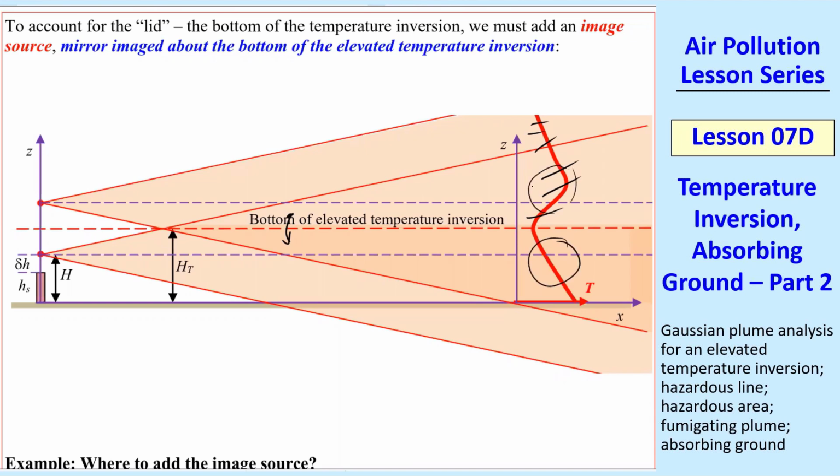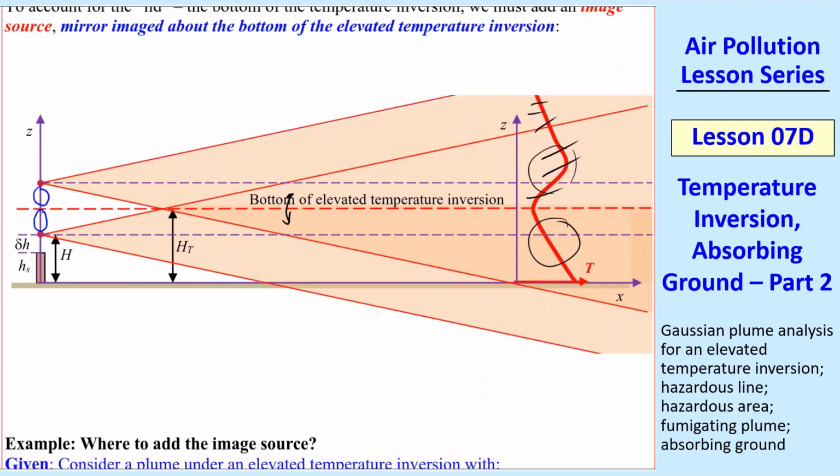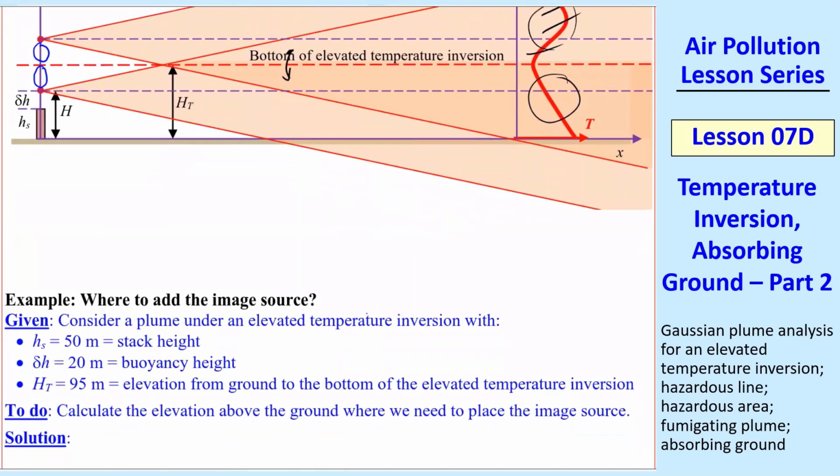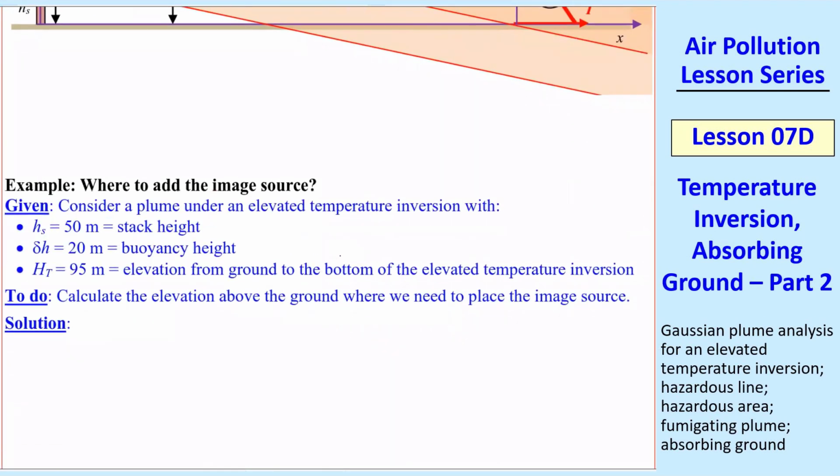So in other words, this image source is identical to the real source. And then the question is, where do we put it? The answer is, to make a proper image source, you have to have these two distances that I circled be equal to each other. And then you'll have a reflection across the lid, which is the way I drew it here. How do we figure out what that is? Well, it's just a little bit of geometry, and I'll do a quick example problem to consider that.